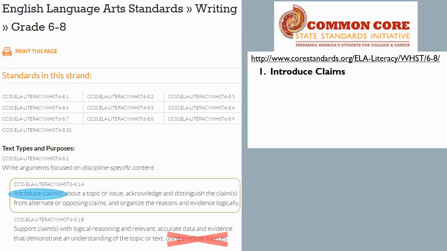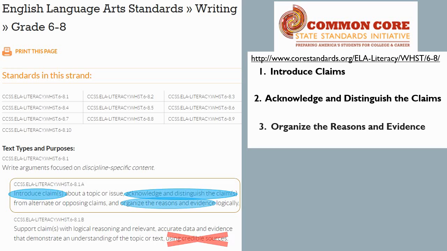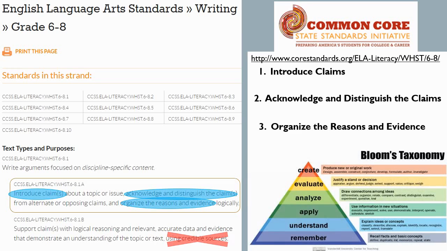Looking at the skills required, the students must be able to introduce claims, acknowledge and distinguish the claims, and organize the reasons and evidence. Looking at Bloom's taxonomy, we can separate these out. For lower level students, they can be provided with a claim that they will then need to understand as an idea or concept, whereas higher level students will be able to create their own claim and then support it with reasons and evidence. Acknowledge and distinguish the claims, they'll have to analyze the claims themselves and then separate them from opposing claims. And organizing the reasons and evidence, they'll need to evaluate the claims and the evidence and then set it up in a logical format. The vocabulary that they will need for this will include topic, claims, as well as reasons and evidence.